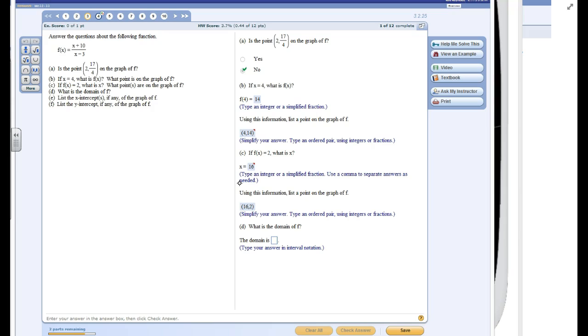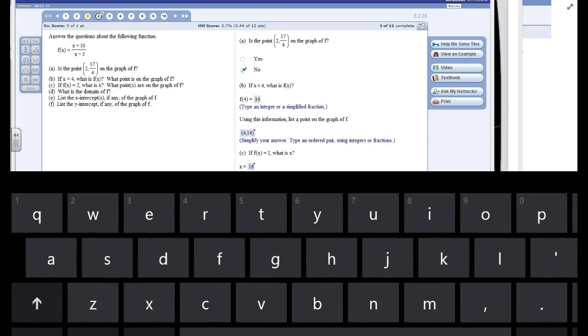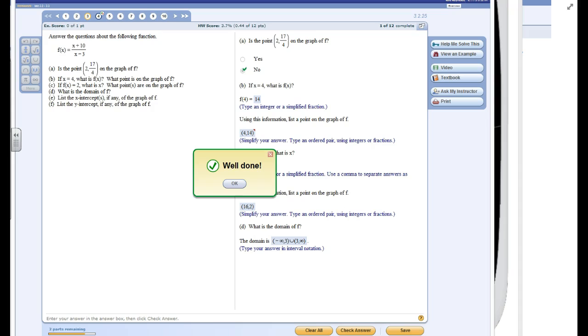Next, they're asking for the domain of this function, and the domain is all the acceptable x values, and the only thing that I can't let x be is 3. It says type in your answer in interval notation, so I can't just say x can't be 3. So interval notation looks like this, and that took a while to type in.